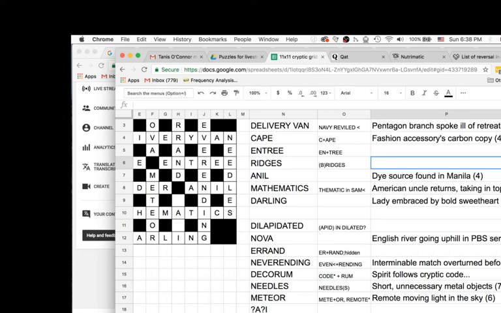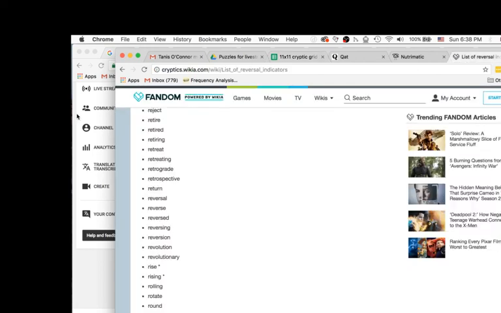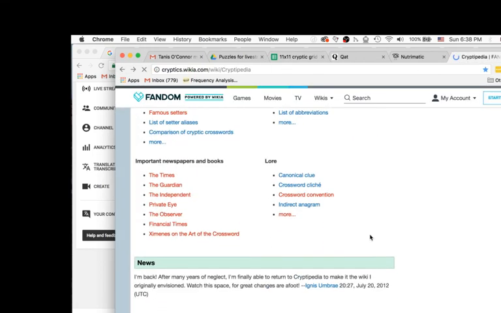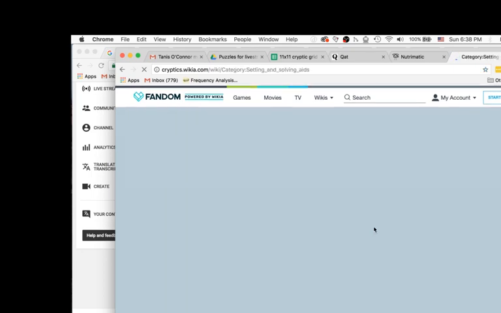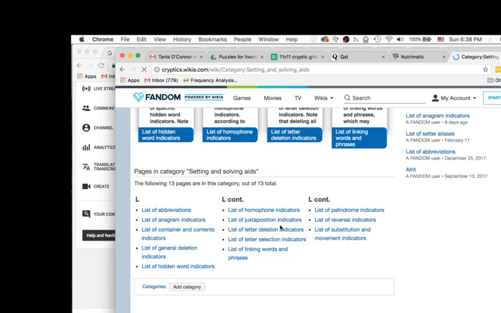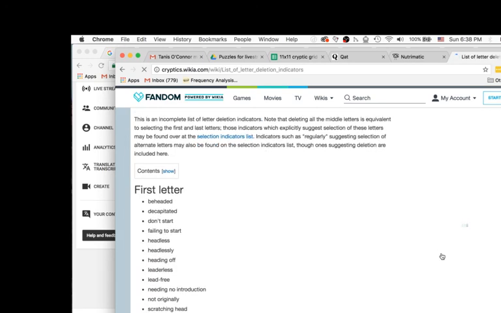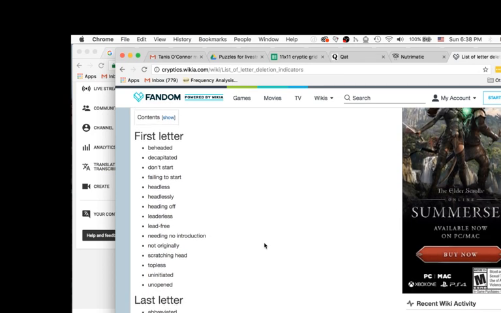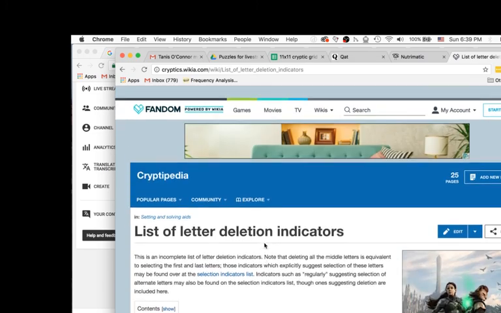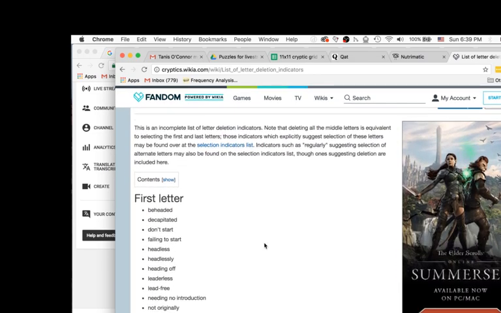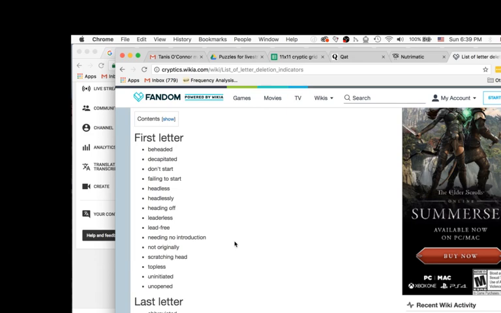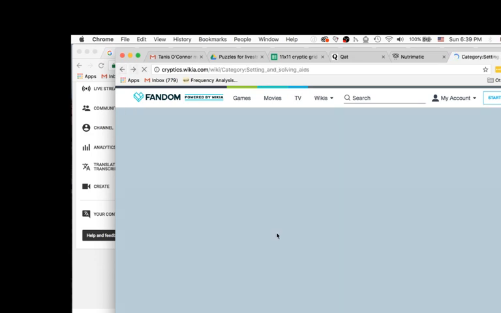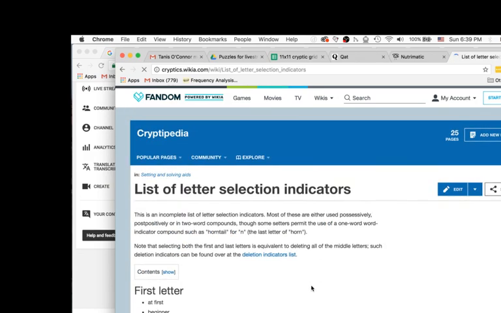Since a bridge isn't an animal, headless doesn't really make sense. But there, let me go and find some deletion indicators in Cryptopedia. Alright, we have letter deletion indicators. First letter, heading off, unopened. Let's see. I like heading off or unopened there, but there's also in the deletion indicators, I think it tells me everything but the first letter.